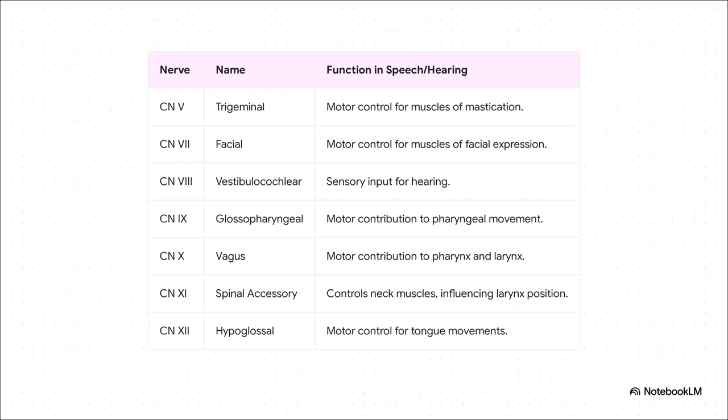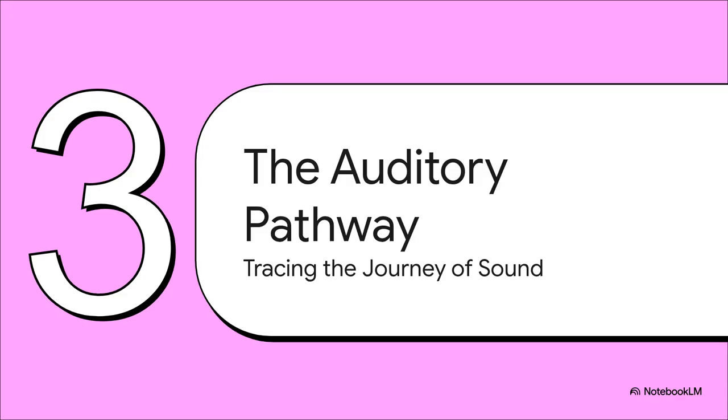And finally, CN12, the hypoglossal nerve, gives us all that fine motor control over the tongue. You need all 7 of them working together for clear speech. All right, we know where everything is located. Now, let's follow the journey of sound itself.